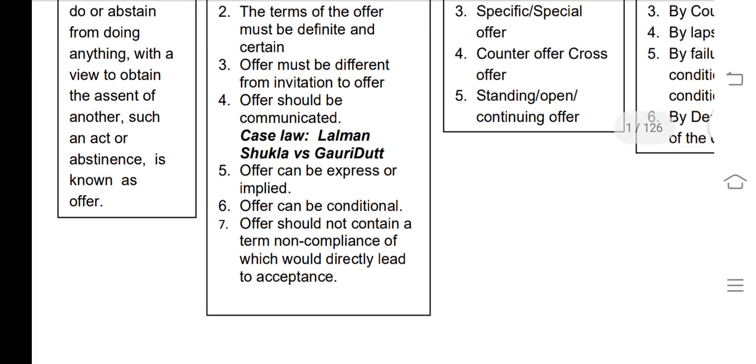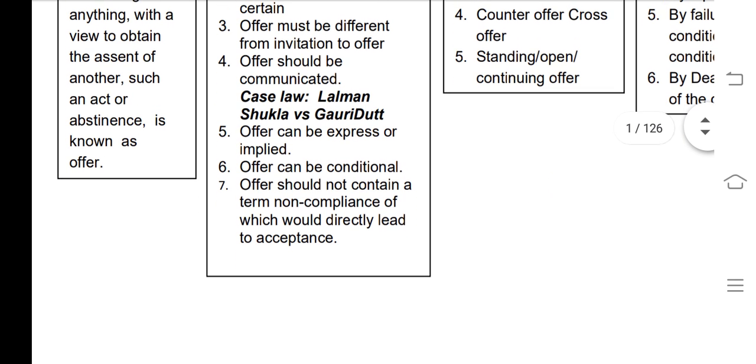Offer must be different from invitation to offer. In the eyes of the Indian court of law, an offer is different from an invitation to offer. When there is a display of price, it is only an invitation to offer given by the shopkeeper. When we agree to buy such things, then there is an offer, and it can be either accepted or rejected by the shopkeeper. It depends upon the willingness of the shopkeeper. Therefore no one can sue the shopkeeper for the rejection of the offer. Therefore offer must be different from invitation to offer.